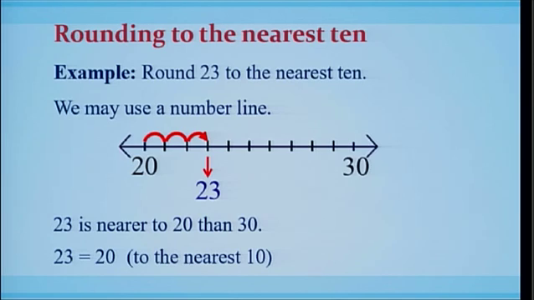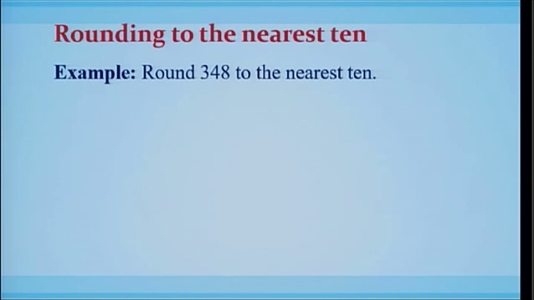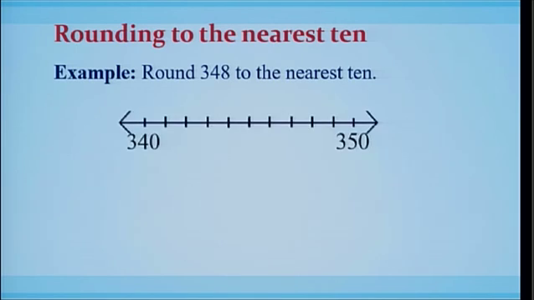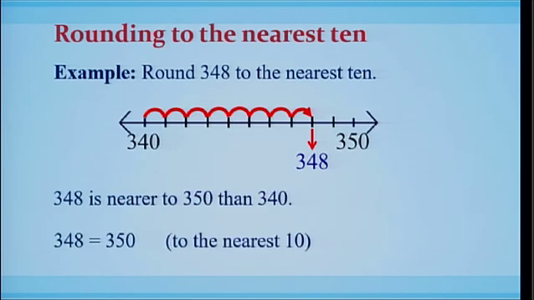Let's take another example. 348. On a number line, you will see that 348 is nearer to 350. So 348 is equal to 350 to the nearest 10.